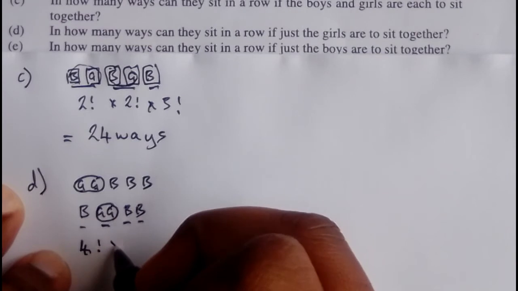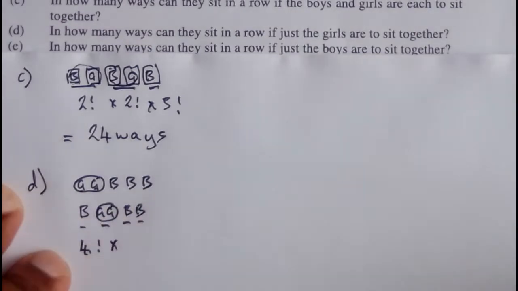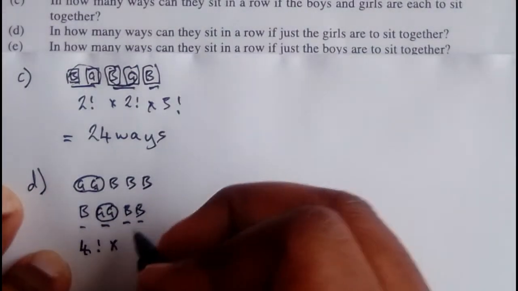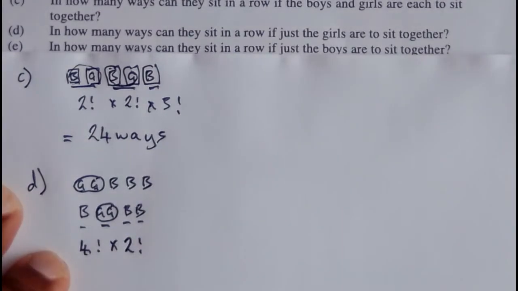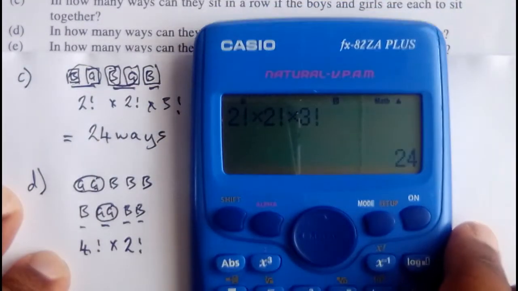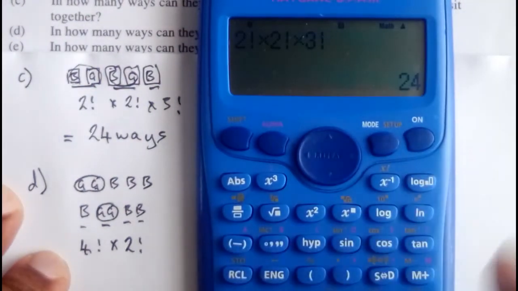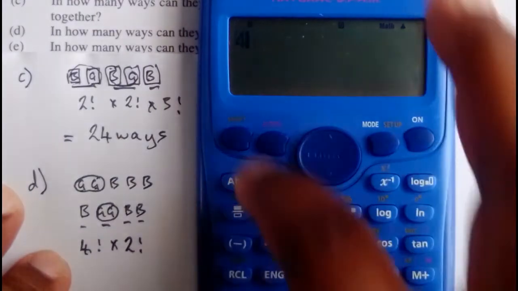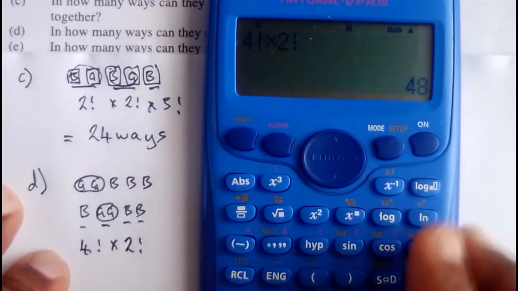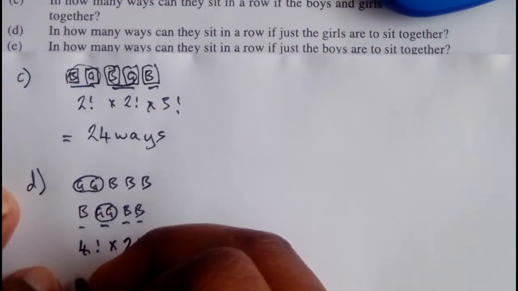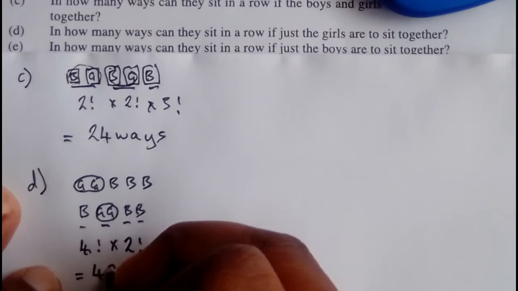But now these girls are 2 different girls, so they can sit in any order, right? So that's gonna be times 2 factorial. Now we don't need to calculate the factorials one by one. We can just do 4 factorial times 2 factorial, giving us 48. So this is possible in 48 different ways.